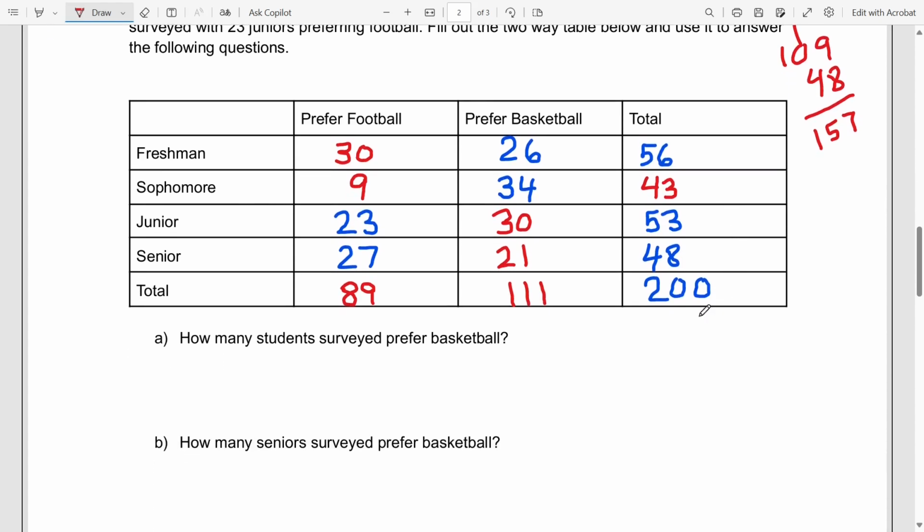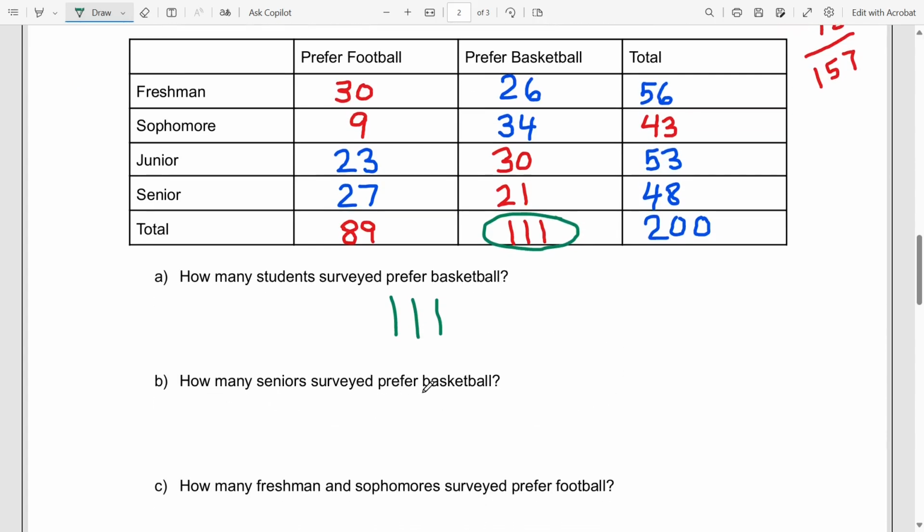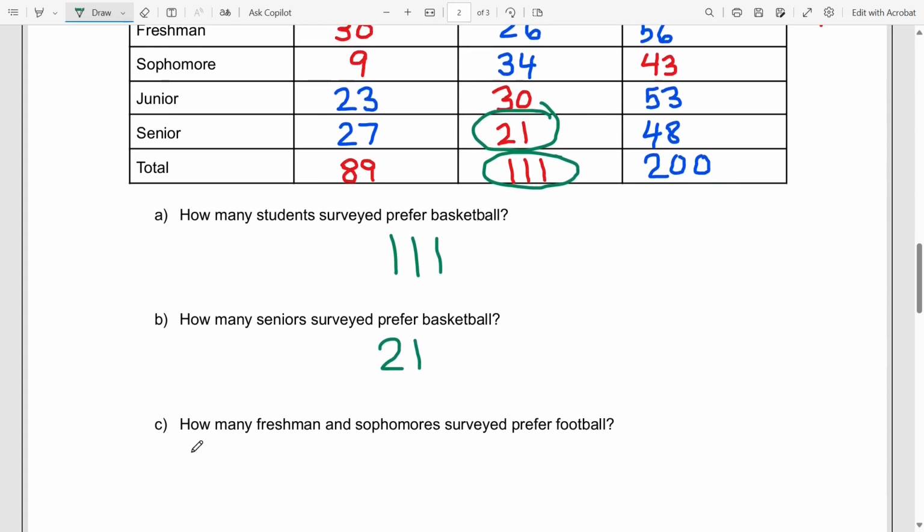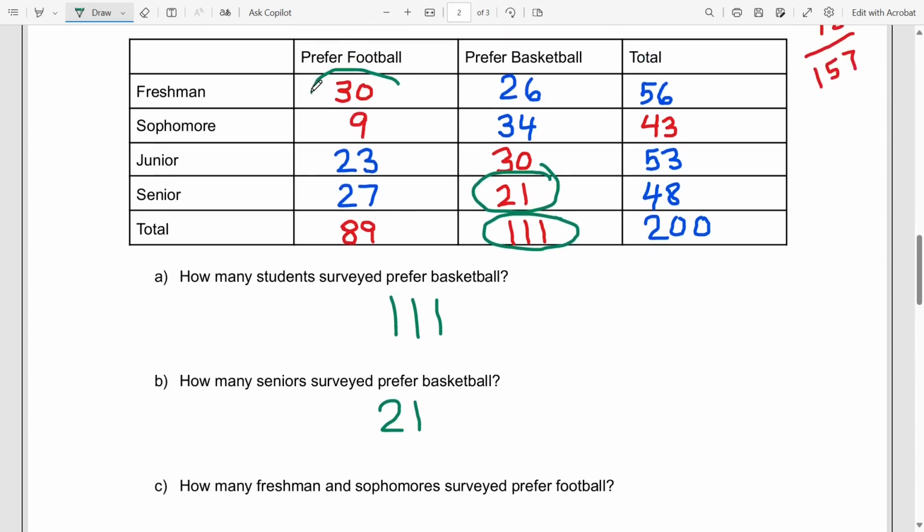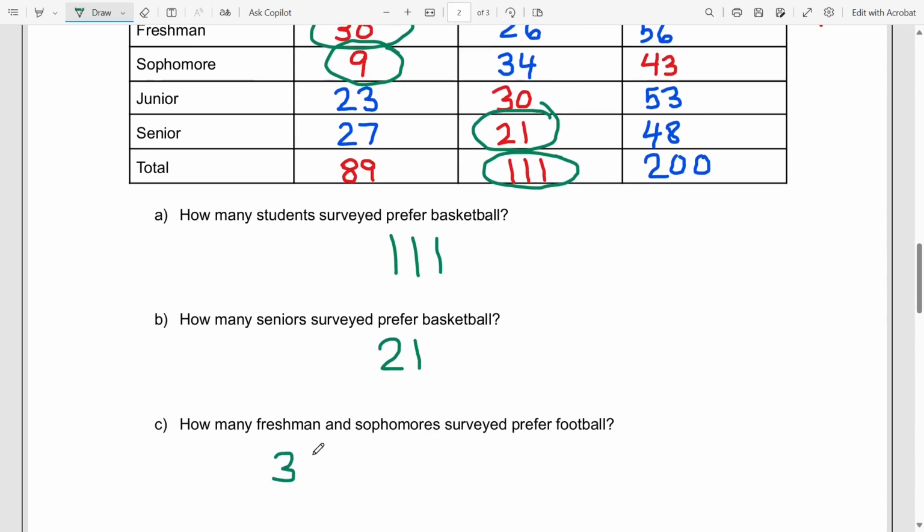How many students surveyed preferred basketball? Let's switch up colors again. So that's going to be this number, 111. Okay, how many seniors surveyed prefer basketball? That's this number, that's 21. How many freshmen and sophomores surveyed prefer football? So it's going to be 30 plus 9, that's going to give us 39.